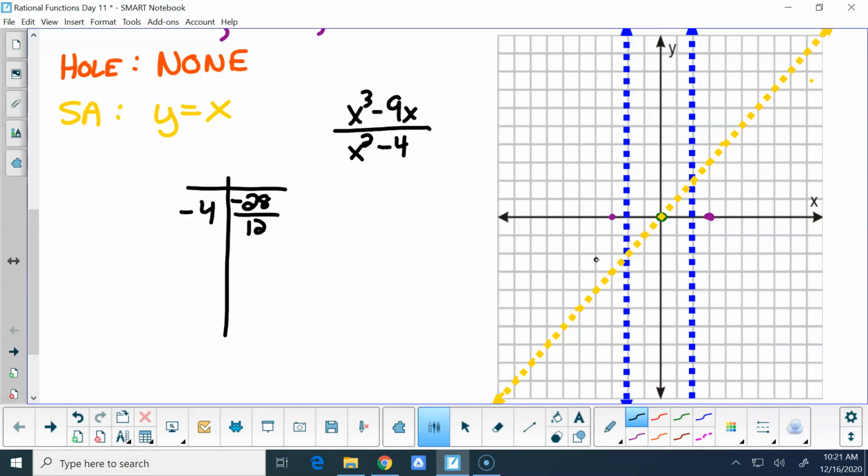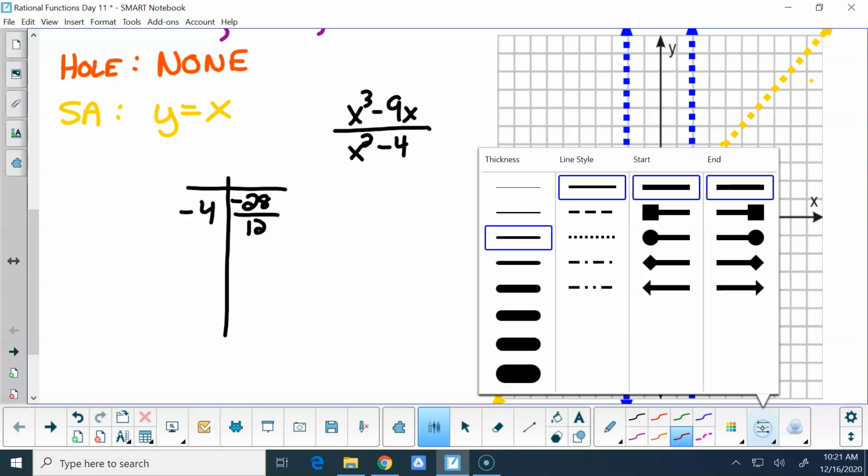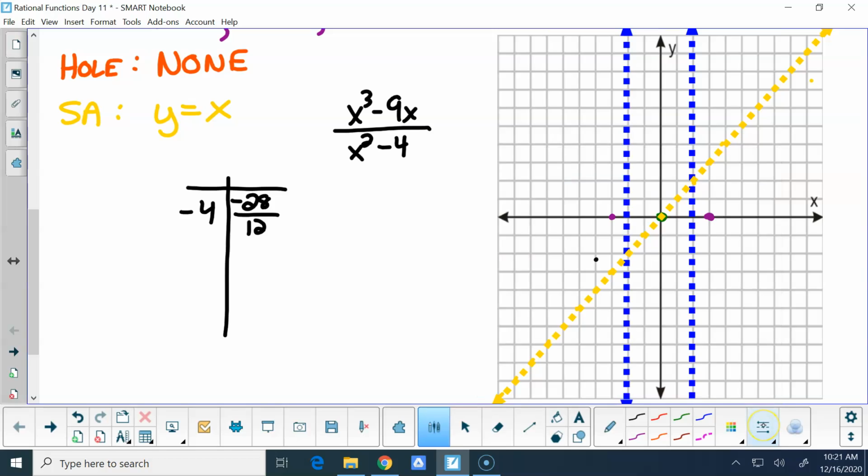To me, now, granted, I've been doing this a little bit longer than you have, but to me, with that being down there, that would tell me that this function is going to go like that in this zone. Would you agree? Because it's got to end along an asymptote. Okay?